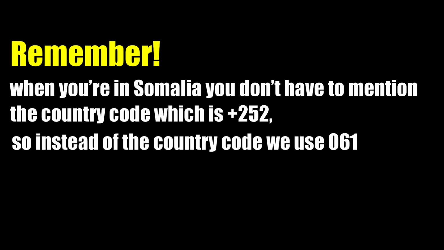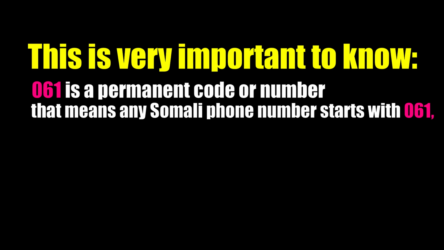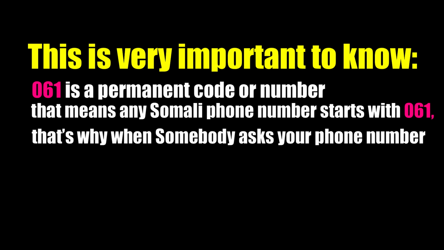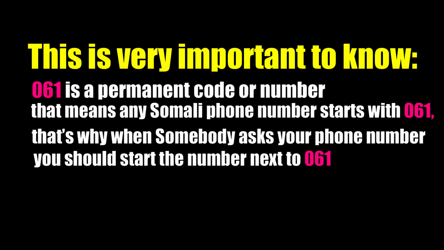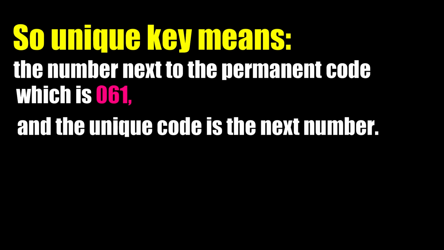So, instead of the country code, we use 061. This is very important to know. 061 is a permanent code or number. That means any Somali phone number starts with 061. That's why when somebody asks you your phone number, you should start with the next number after 061, which is your unique key. So unique key means the number next to the permanent code, which is 061, and the unique code is the next number.